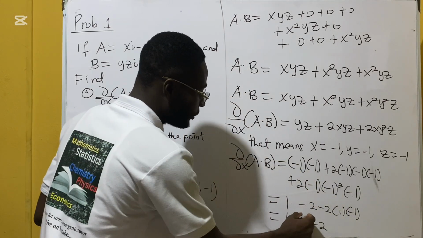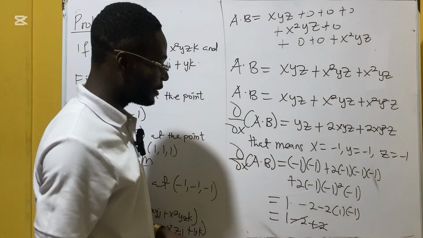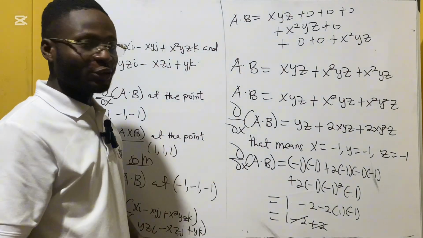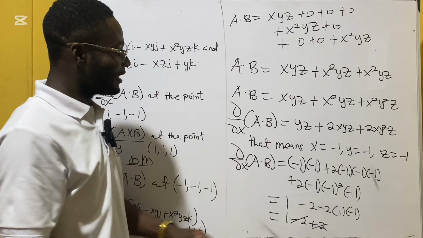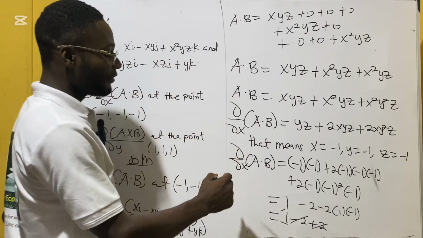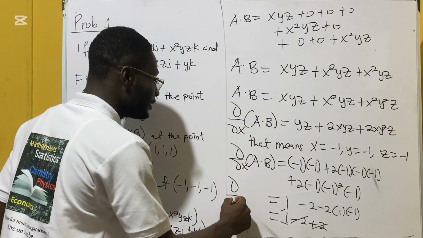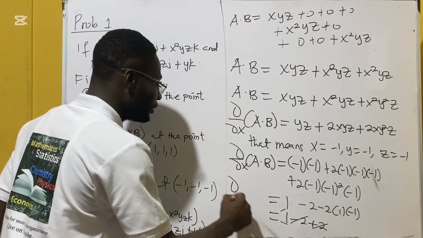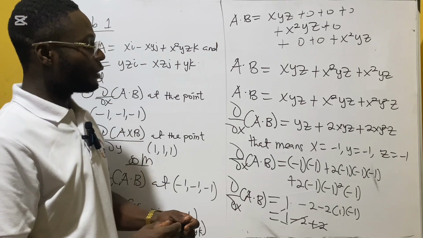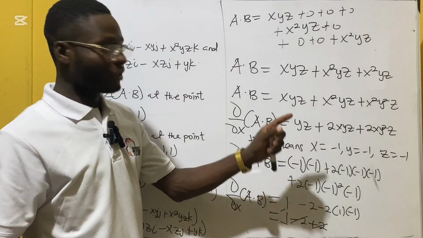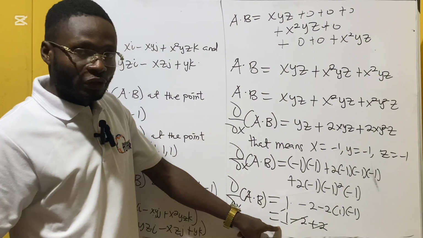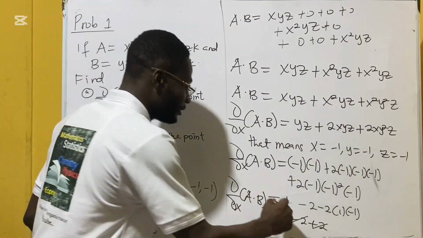Okay, so basically this cancels this, and we are having 1 as our result. So all this we did, the result is giving us 1. So we have our partial of a dot b with respect to x at the point -1, -1, -1. The result is +1.